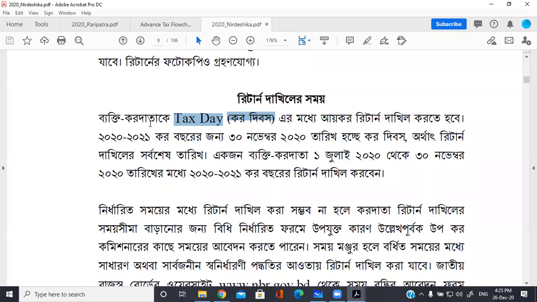30 November is now observed as which day? Tax day. 30 November is now observed as tax day. Okay. There have been separate days for customs day, and there has also been a separate day for VAT day. You already have mentioned, but I'm not mentioning the customs day. It is 25th or 24th of November or December. I can't recall right now. You will check it. I will ask you later which day is observed as customs day.